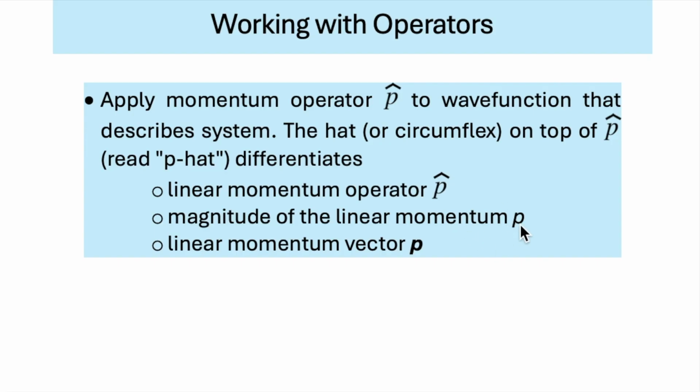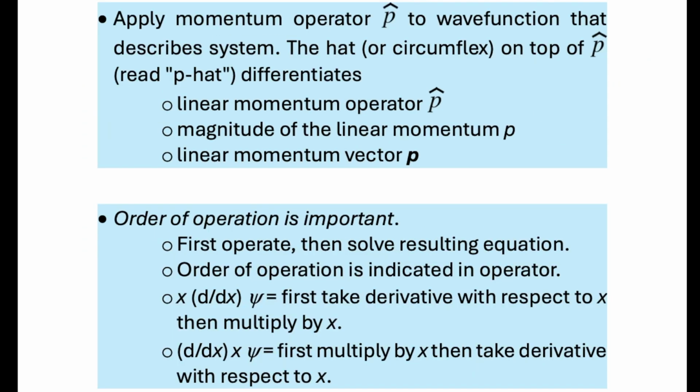A scalar is just in italics, right? Whereas a vector quantity is boldface in italics, right? First rule of working with operators is that the order of operation is important. First operate, then solve the resulting equation, right? The order of operation is indicated by how we write things out, right?